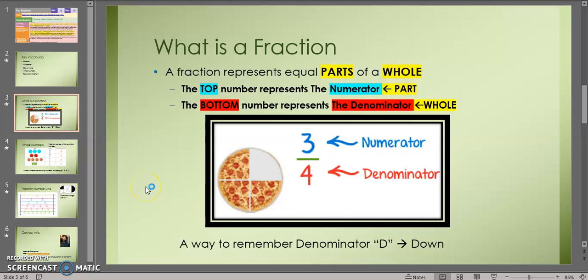For students to learn best, showing fractions with concrete examples allows them to make sense of this. When teaching a fraction, it is important for students to understand what a fraction represents: equal parts of a whole. The top number represents the numerator, and the bottom number represents the denominator.